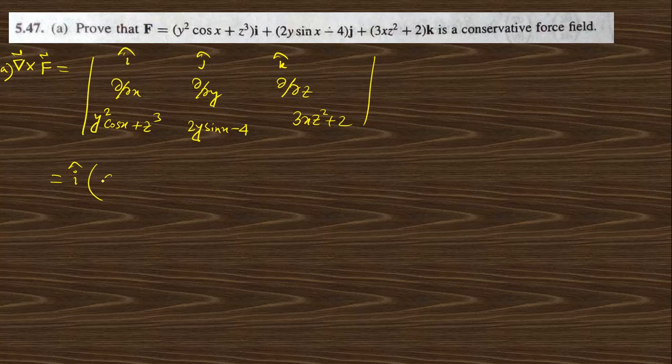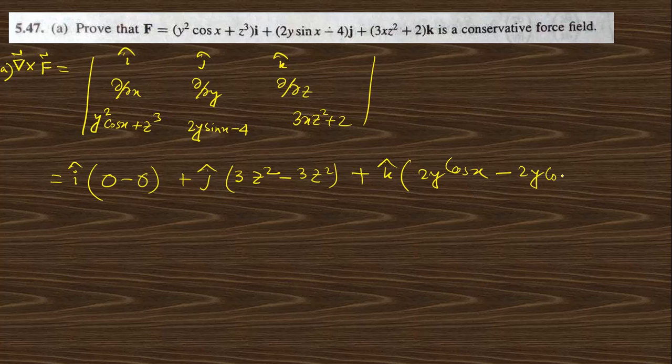There is no y, so this becomes 0. Del del z of this, there is no z, so this is 0. J cap del del z of this is 3z square, and del del x of this is 3z square. K cap del del x of this is 2y cos x, and del del y of this is 2y, so this also becomes 2y cos x.